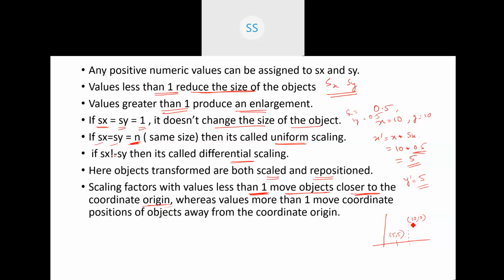The object was somewhere, and now it has come here. That means it is closer to this coordinate origin. It gets closer to the origin when my scaling factor is less than 1.